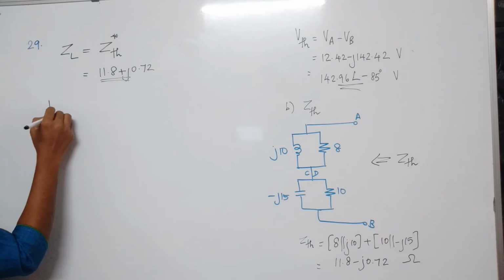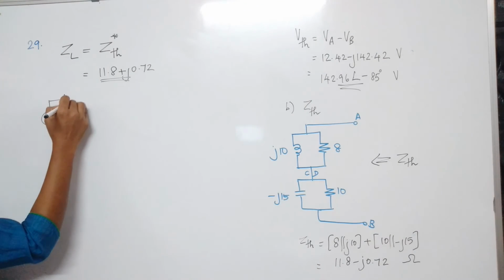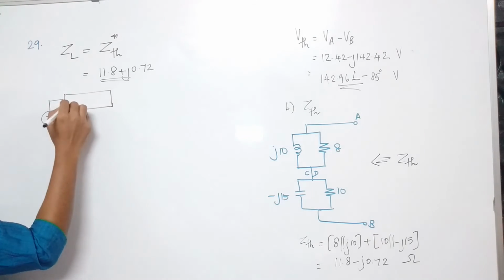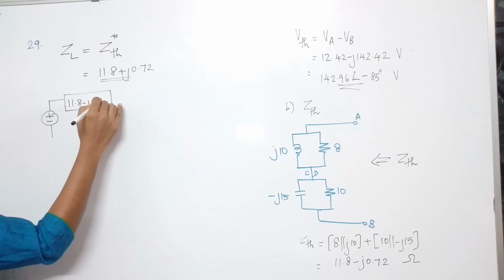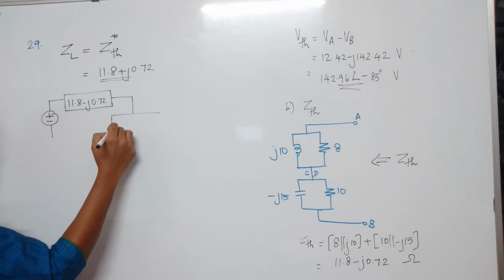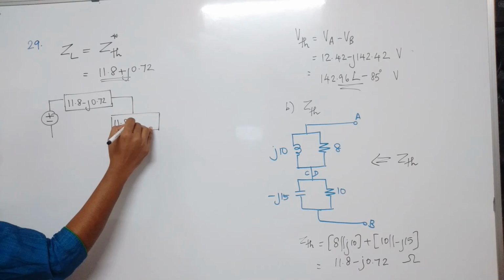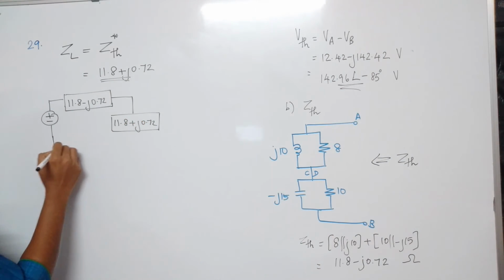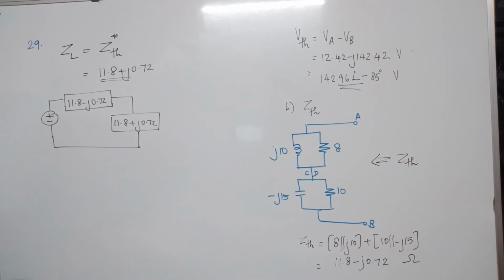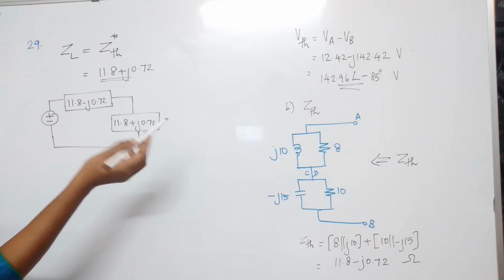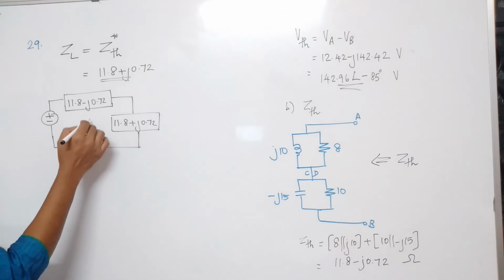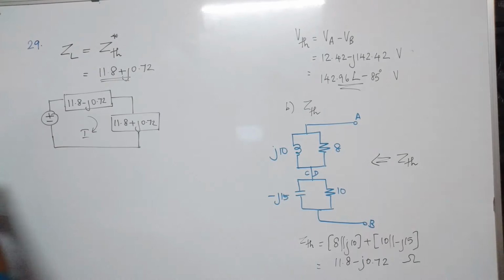So the equivalent circuit will be, we have a ZTH which is 11.8 minus J.72, we have a load 11.8 plus J.72, and VTH is 142.96 angle minus 85. So to find out power, we cannot apply the equation VTH squared by 4 RTH if it is impedance. In such case, P max is I squared RL.